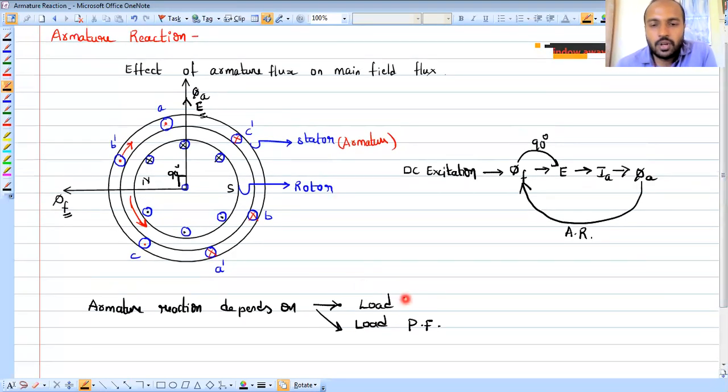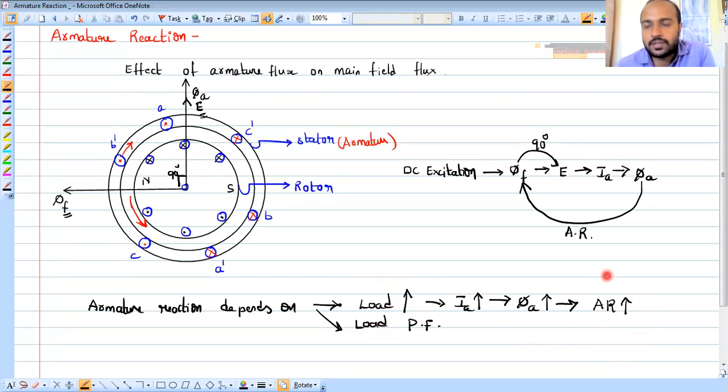See here, if the amount of load on the alternator increases, then what happens to the armature current? Armature current also increases, flowing through the armature winding. If armature current increases, what happens to phi A? Armature flux also increases because of this armature current. Due to the increase in the armature flux, the armature reaction effect will increase. Okay, due to the increase in the load, the armature reaction effect will increase.